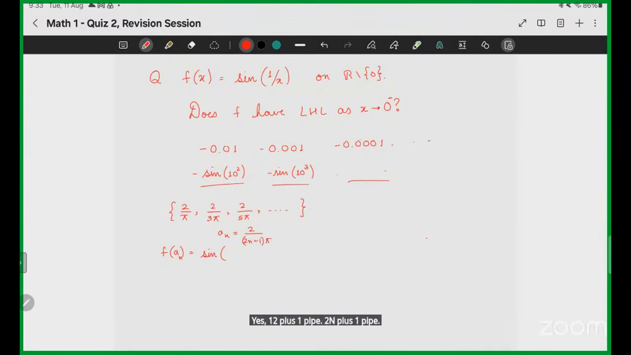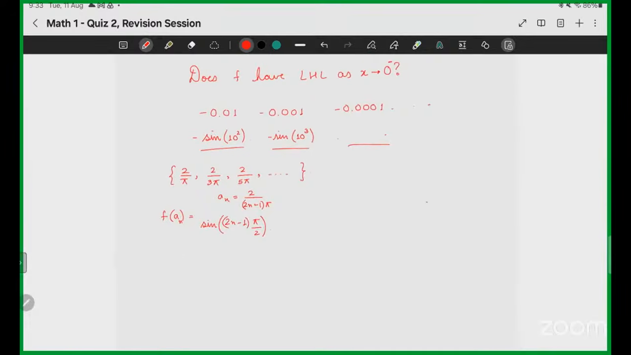So let's do this. Sine of (2n plus 1) pi by 2. Now, what is the nature of this? It will be 1 or minus 1, right? So it will actually be minus 1 to the power n.